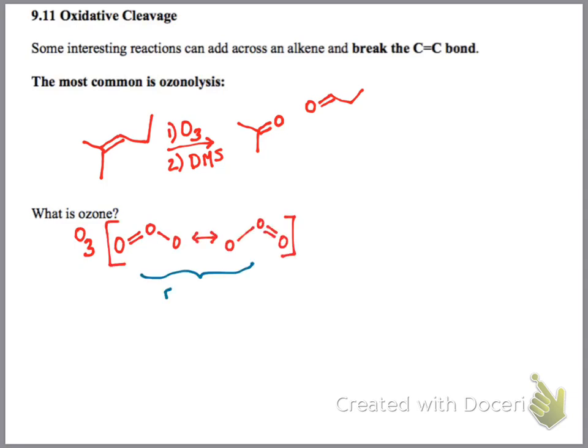Just a note about ozone. What is ozone? Ozone is O3, and it's made of two separate resonance structures. So in the resonance structures, you can draw the double bond on the left and the single bond on the right, or the double bond on the right and the single bond on the left. And these have formal charges. So the oxygen in the middle has a plus charge, and the single bonded oxygen has a minus. So the actual ozone structure is a 50-50 mixture of these two resonance structures.